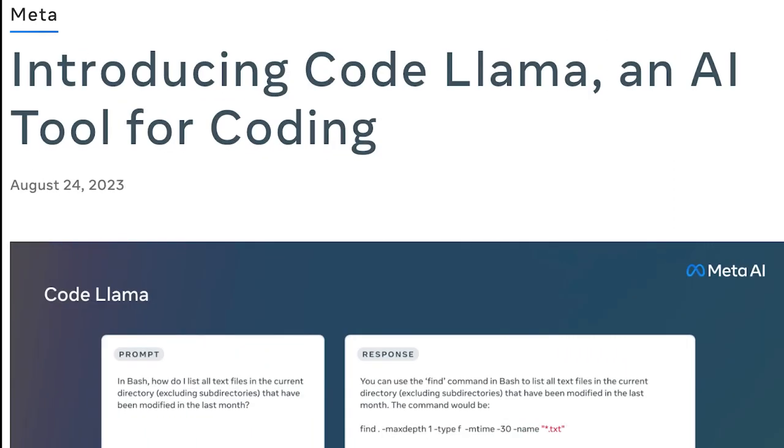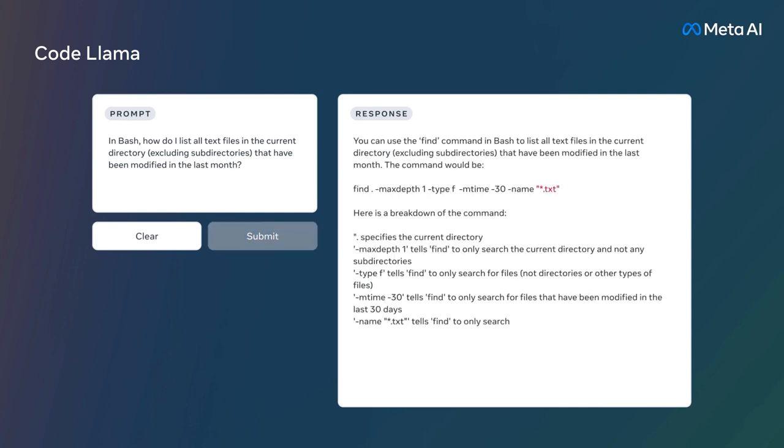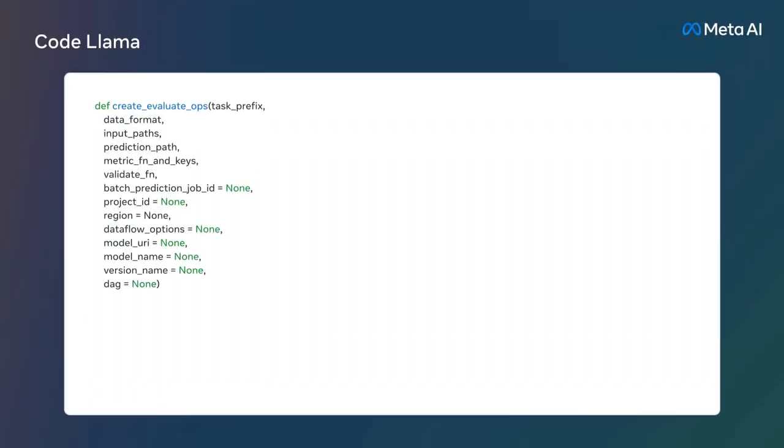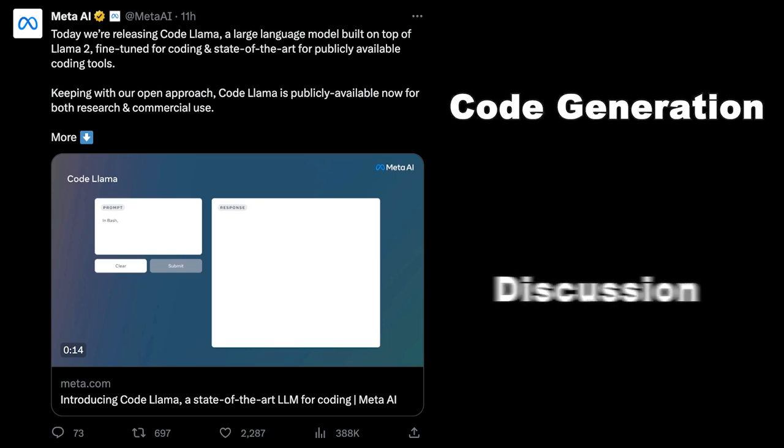Less than a few hours ago today, Meta AI released Code Llama, a state-of-the-art large language model for programming. In this video, I'll quickly cover the highlights about the release in a minute. Code Llama, built on Llama 2, is an AI model specialized in code generation and discussion.